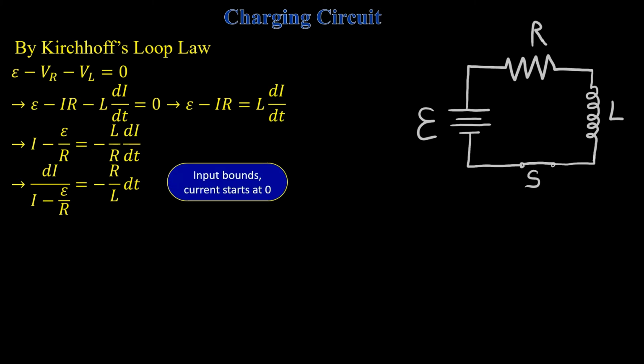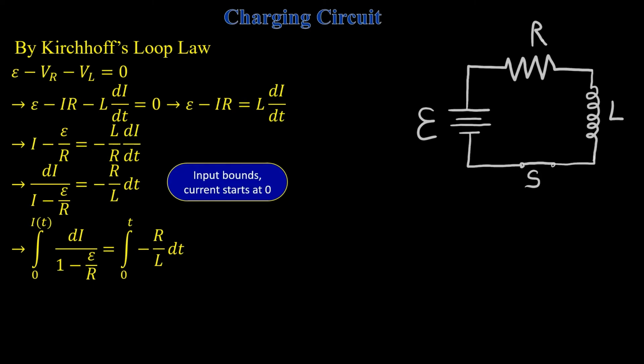Now I have to get bounds. So the current starts at 0. On the left, I'm integrating the current. That starts at 0, and it goes to some variable current. And then time always starts at 0. So those are the bounds: current from 0 to I of t, time from 0 to t, as it always is.